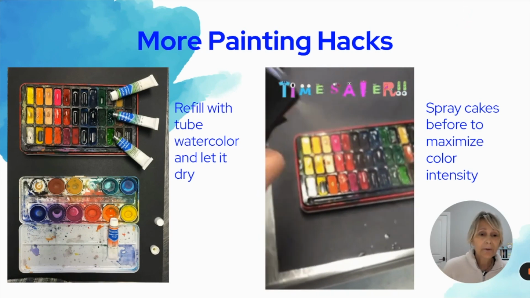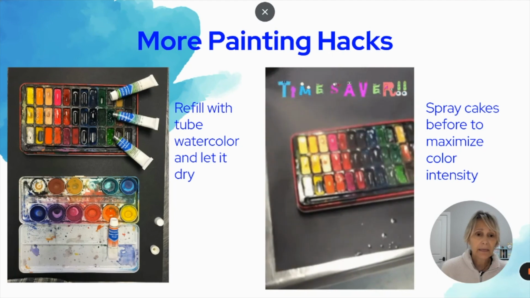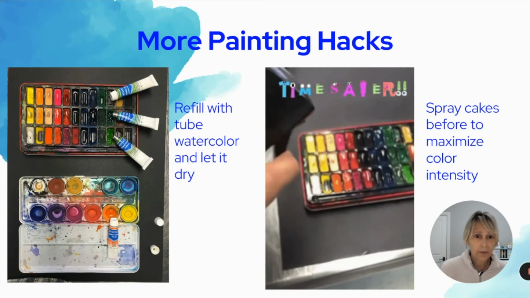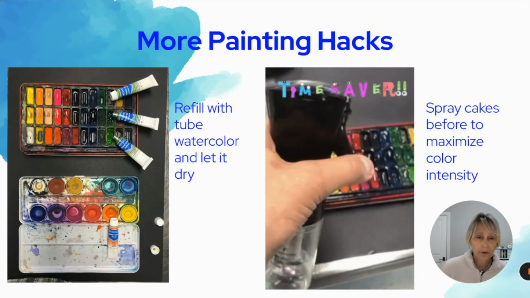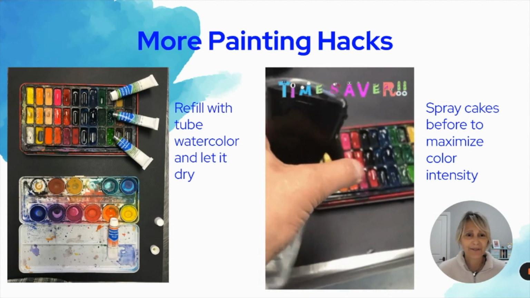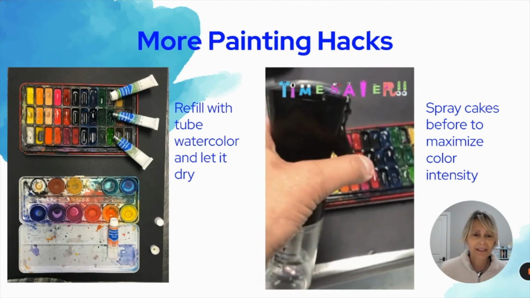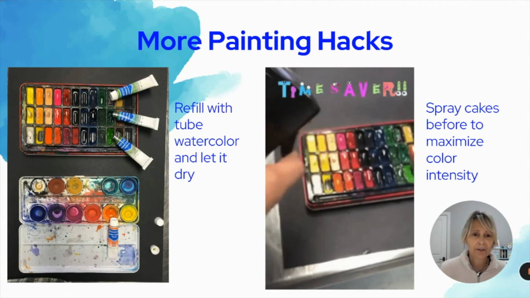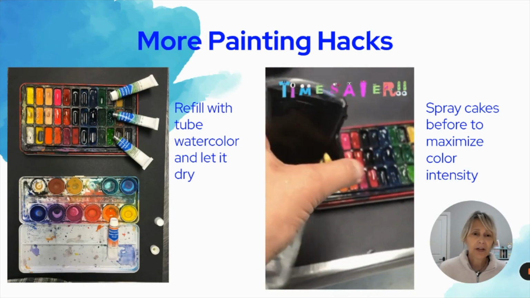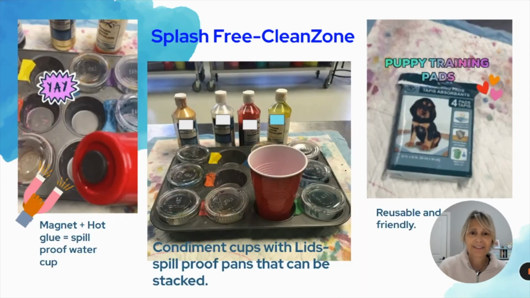Also, when you run out of paints in your pricey paint palettes, keep some tube watercolors on hand, squirt them in there, and then let them dry. You do have to be careful if they're not dry. The kids will use them as if they were tempera paints and then use up all those tube colors. So do that in advance and let them dry before you put them out.